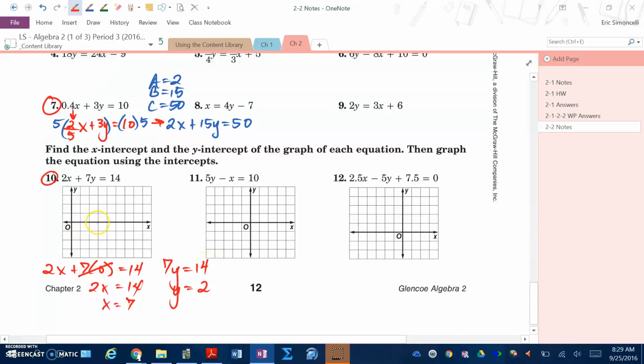So 1, 2, 3, 4, 5, 6, 7, comma 0, and 1, 2, so 0, comma 2. We've now plotted our x and y intercepts, and we can graph our line. This concludes section 2.2. Please finish the remainder of the problems on both sides of this worksheet for homework.